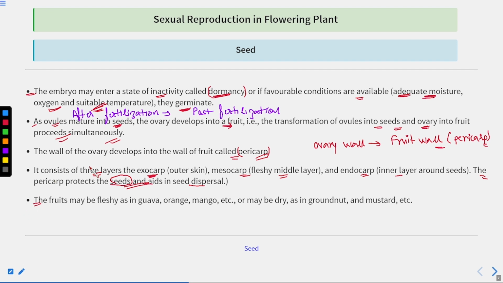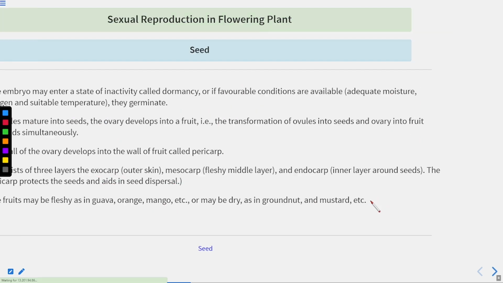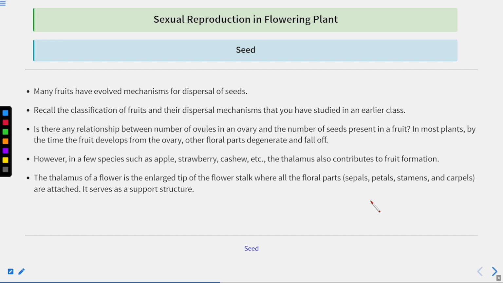Now let's talk about fruits. The fruits may be fleshy, such as in guava, orange, mango, etc., and may be dry, such as in groundnut and mustard. Clear? The fruits we have discussed are of 2 types, fleshy and dry. Now, many fruits have evolved mechanisms for dispersal of the seeds. If you recall the classification of fruits and the dispersal mechanism, you have studied that in the earlier classes. There are different kinds of fruits. Some fruits are berries.